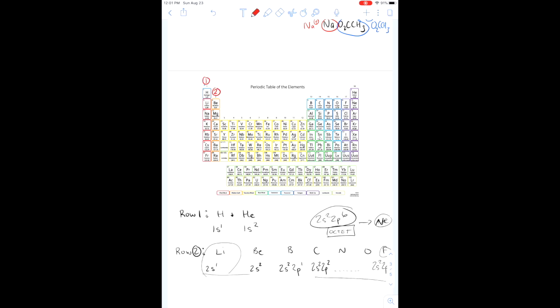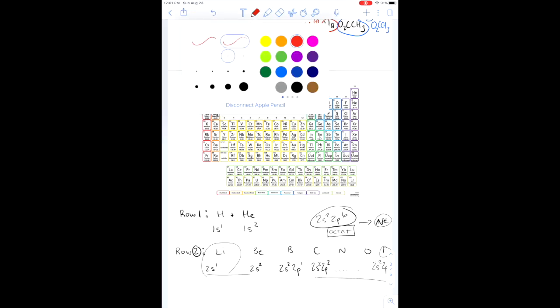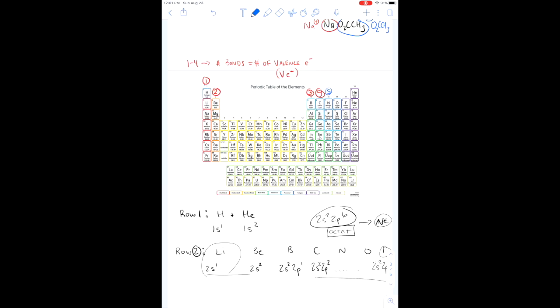So just for your information, remember the groups correspond to the number of valence electrons, right? But when it comes to bonding, highlighted in red, 1, 2, 3, and 4, those groups, the number of bonds is equal to the number of valence electrons. So this is pretty useful, right? And I'm going to abbreviate valence electrons as Ve to the superscript with a minus right there, just to make it easy. That's how I do my electrons.